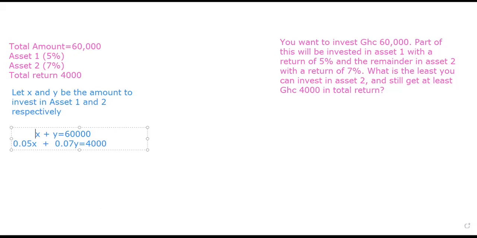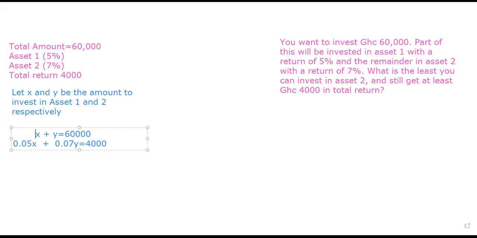The total return here is the return for both assets, not the return for asset one or the return for asset two only. It is the return for both assets. So the return for asset one plus the return for asset two should be equal to 4,000. Now, how do we get the return for asset one? They are saying that asset one has a return of 5%. So to get the return for asset one, multiply 5% by the amount you invested in asset one. And we don't know the amount we invested in asset one.